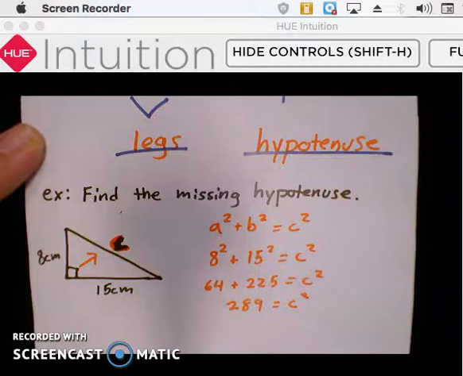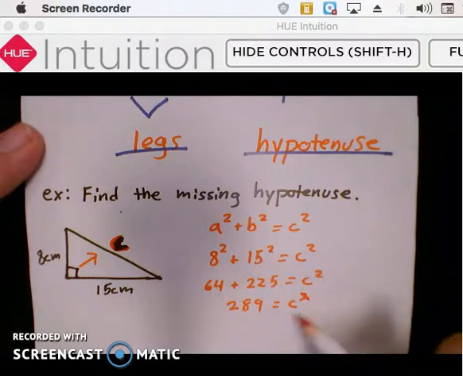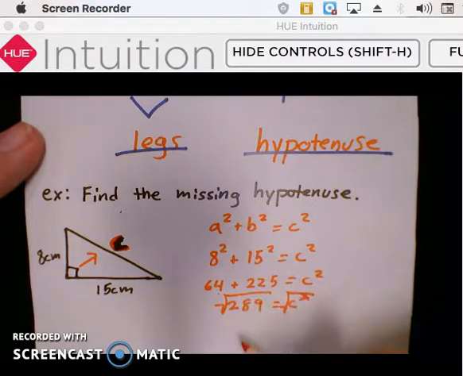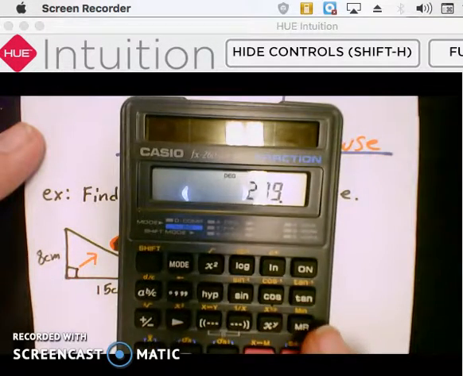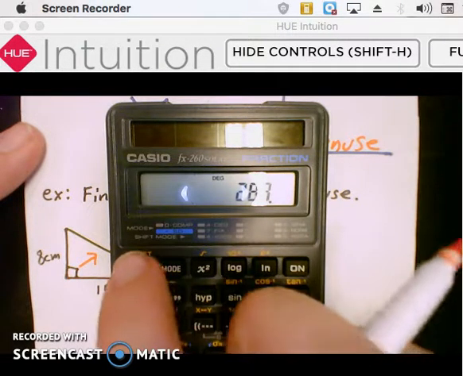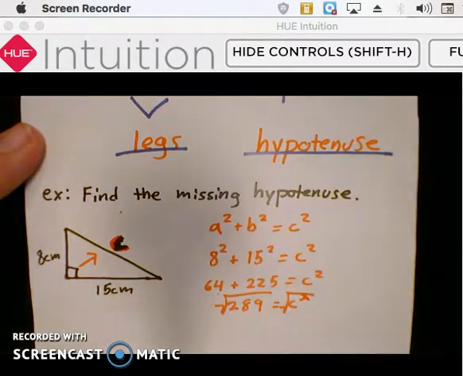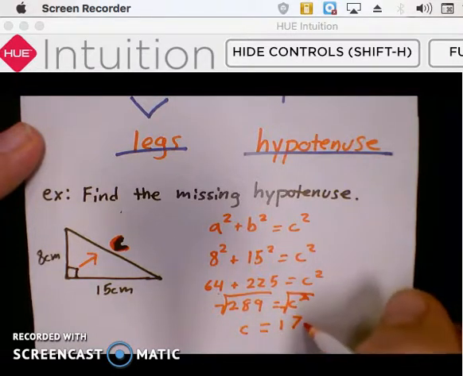Writing out all of these steps is a great way for me to make sure that I don't get mixed up and I don't skip a step. So right here, my answer isn't 289 because c is not by itself, it's still being squared. I'm going to square root both sides, and then I'm going to use my calculator, and I'm going to do shift square root of 289, which is 17. So C equals 17 centimeters.